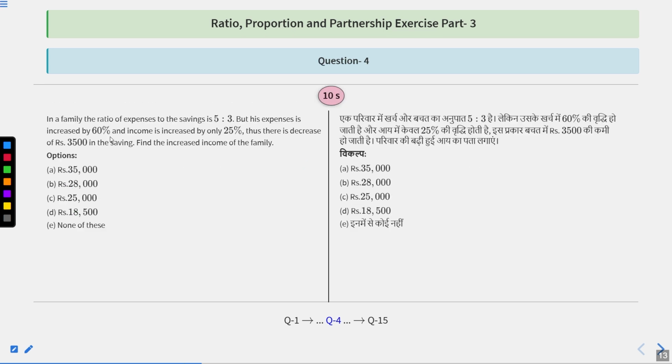Next one. In a family, the ratio of expenses to savings is 5:3. But the expenses are increased by 60% and income is increased by only 25%. Thus, there is a decrease of rupees 3,500 in savings. Find the increased income of the family. You have 5 options and 10 seconds to analyze the question. Your time starts now.